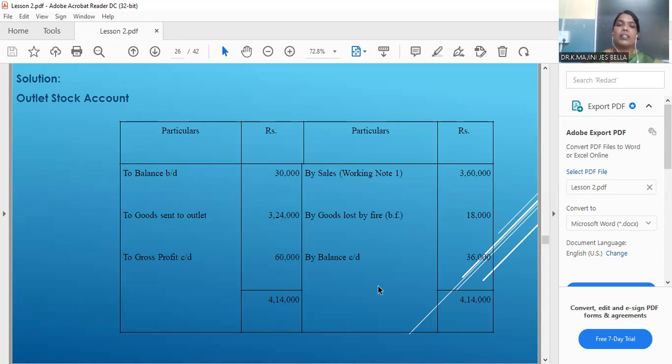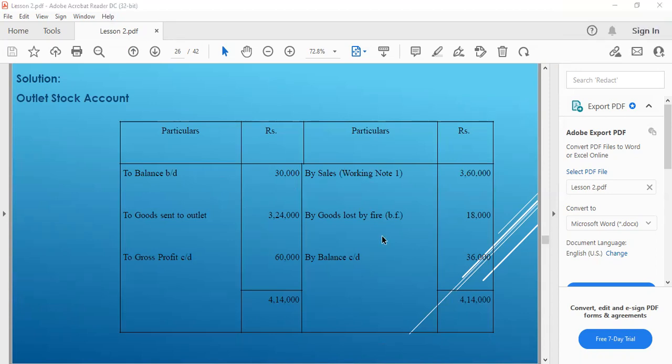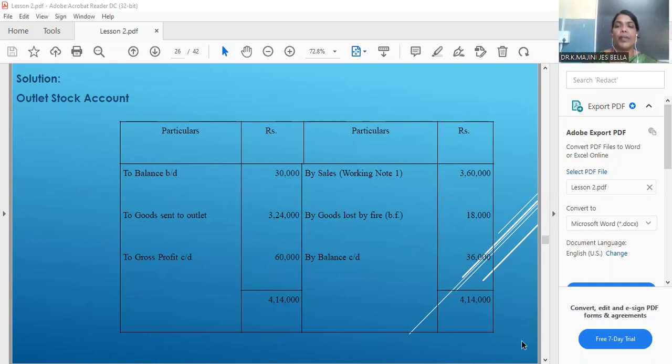4,14,000. Credit side total is less than the debit side total. So that is the goods lost by fire. That is the loss of the organization, 18,000. Goods lost by fire, 18,000. So you can write here by goods lost by fire 18,000.